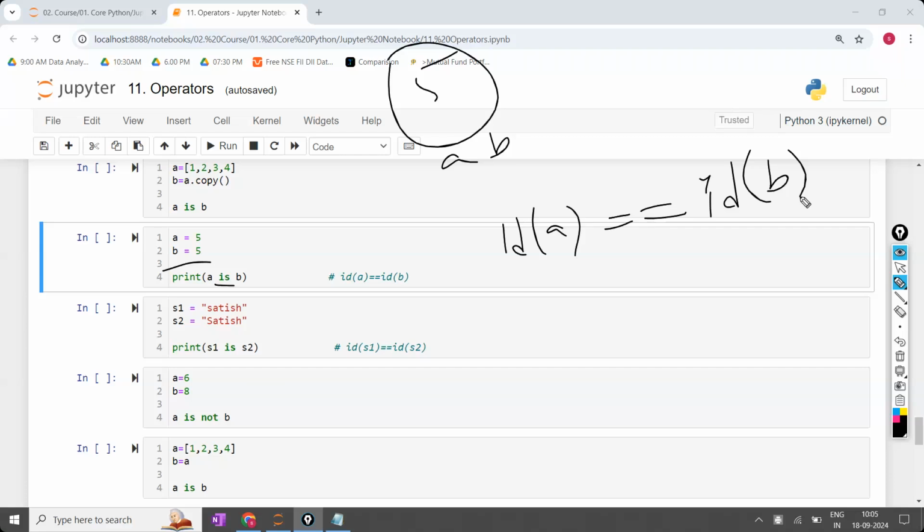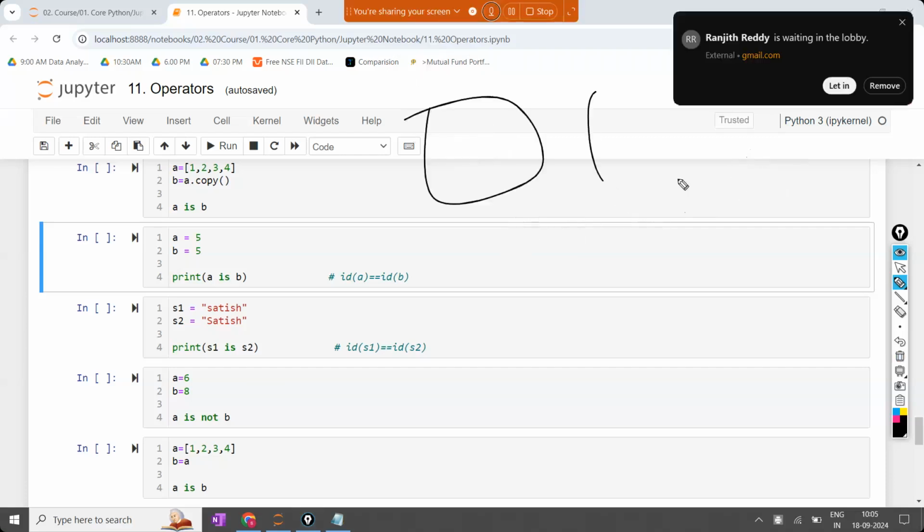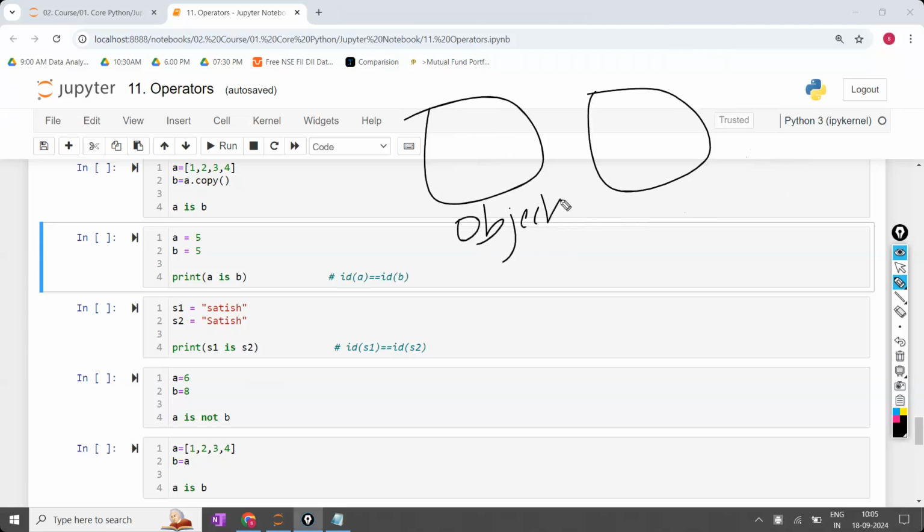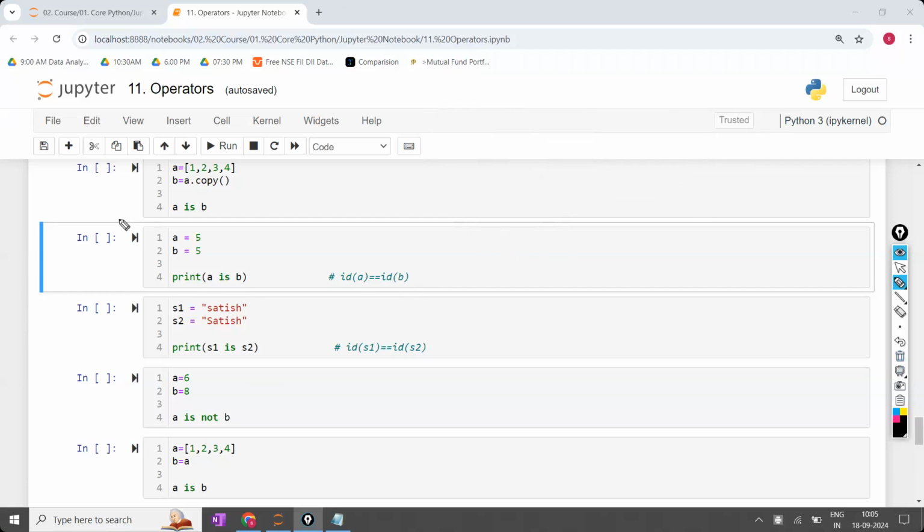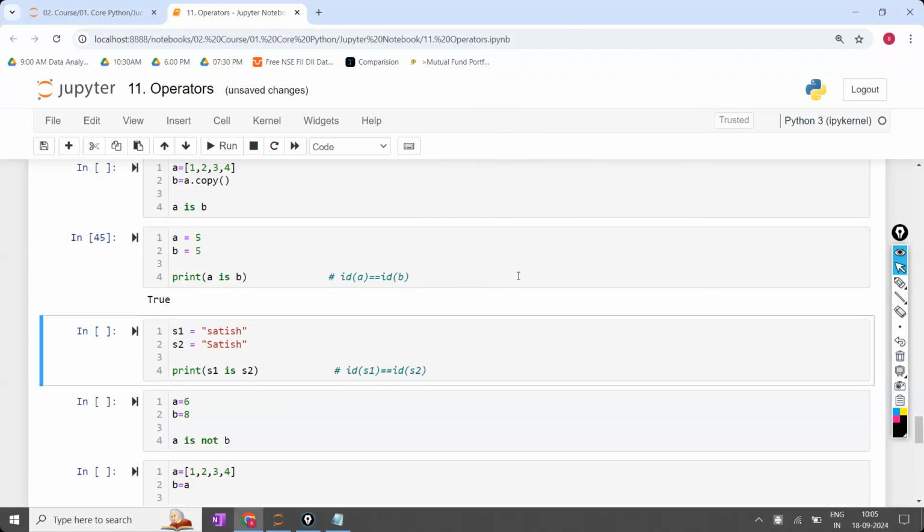Okay, so similarly, here there are two buildings. What are the two buildings? Similarly, two objects. Each object will have one address, one ID. Whenever you use "is", it is checking in the backend whether both of them are the same or not. So now tell me, A is B means both are indicating the same object or different objects. Same object means the output is true. So it is also going to give the output as true or false. Identity operators also give true or false.